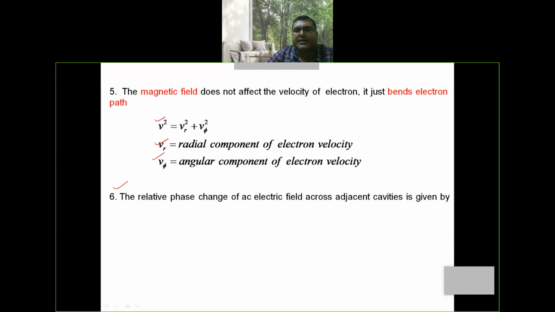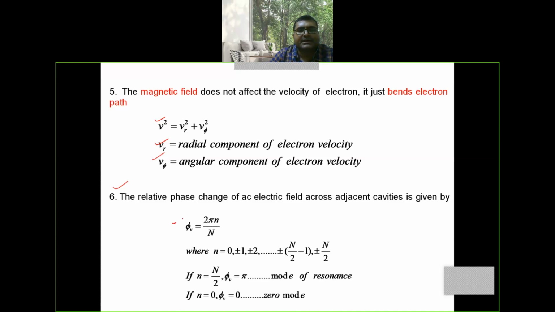The relative phase change of AC electric field across adjacent cavities is given by phi v is equal to 2 pi n by N, where the value of small n is from 0 to plus or minus N by 2. If small n is equal to capital N by 2, phi v is equal to pi, and this is called pi mode of resonance. If n equal to 0, phi v equal to 0, this is called 0 mode.